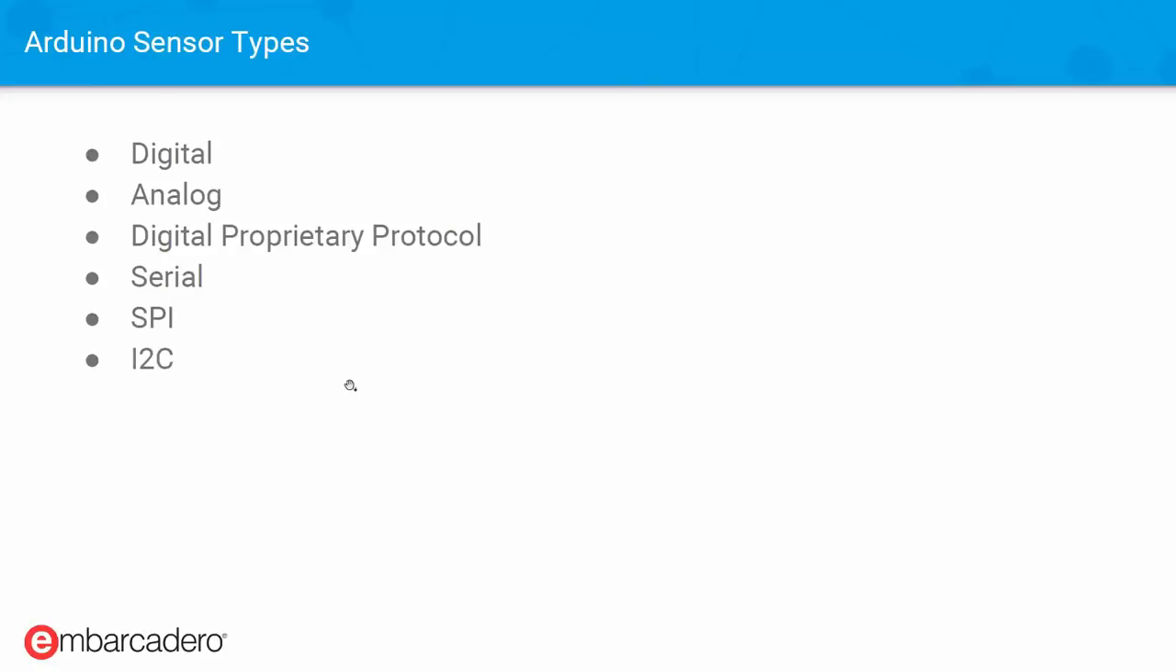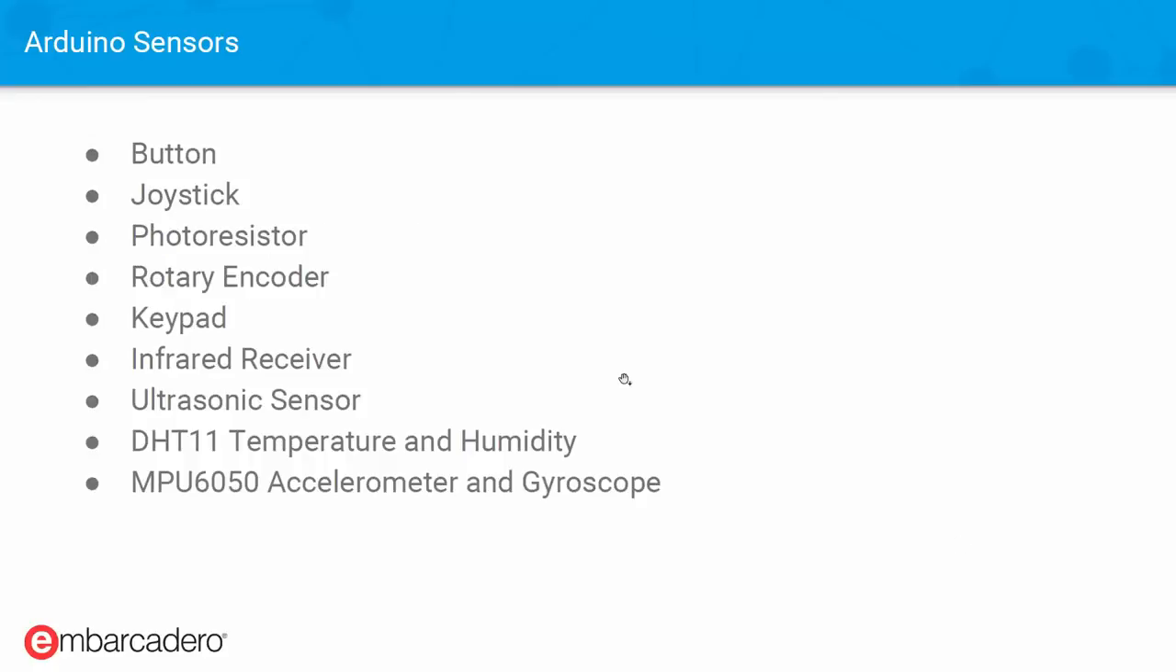We can connect a variety of sensors to Arduino. There are many different types. The typical ones are digital, analog sensors, digital sensors with proprietary communication protocol, serial protocol sensors, SPI, and I2C. There are thousands of different sensors that can be connected to Arduino.